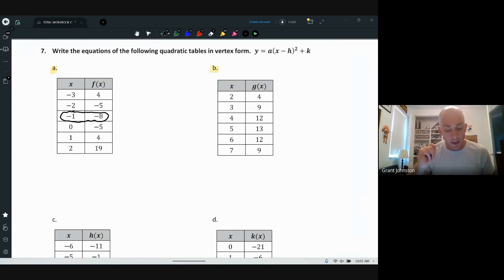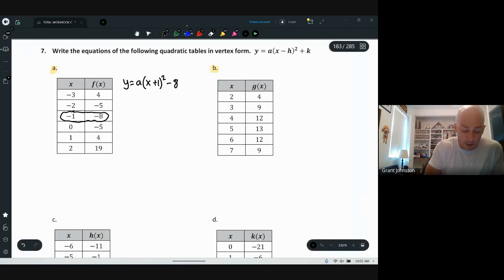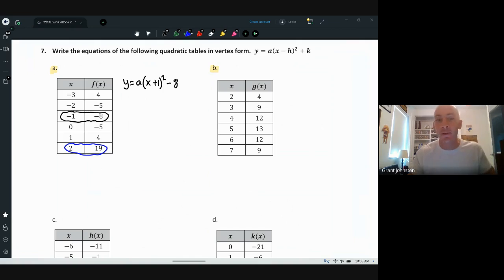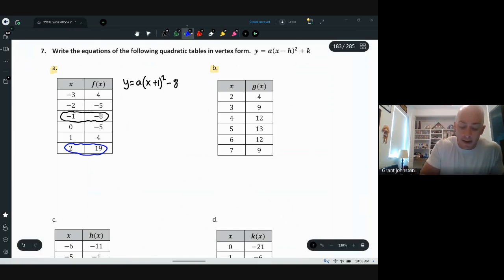So let's put it in the equation. I'm going to have y equals a, x opposite of that x value. So opposite of negative 1 would be positive 1, squared, minus 8. Now all I need is the a value. So I'm going to pick any other point in the table. It's the same thing as the graph, right? We're just picking another point. It's nice in the table because I can just pick whatever one I want. So why don't I have fun with it? I'm going to pick the 2, 19. It might not be the best one to pick because 19 is a big number, but who cares? Let's do 2, 19. So 19 for y.